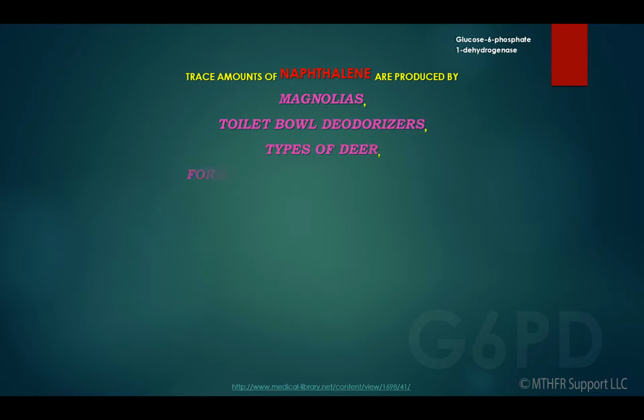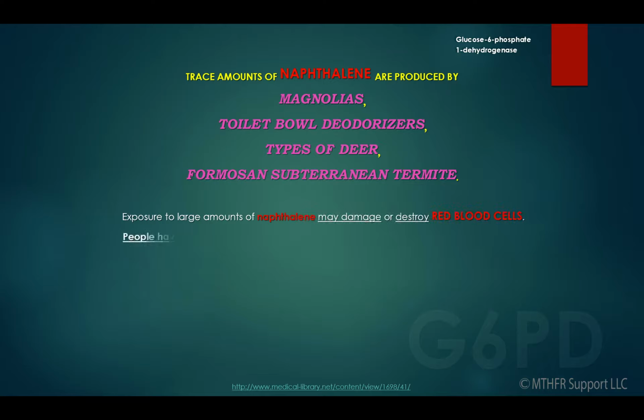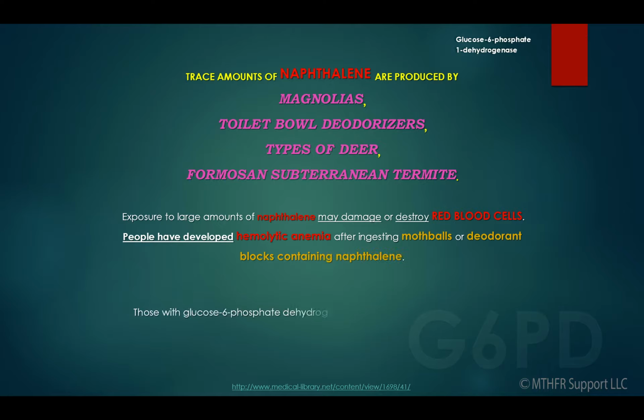Trace amounts of naphthalene are produced by magnolias, toilet bowl deodorizers, types of deer, and Formosan subterranean termites. Exposure to large amounts of naphthalene may damage or destroy red blood cells. People have developed hemolytic anemia after ingesting mothballs or deodorant blocks containing naphthalene. Those with glucose 6-phosphate dehydrogenase (G6PD) deficiency are especially susceptible.